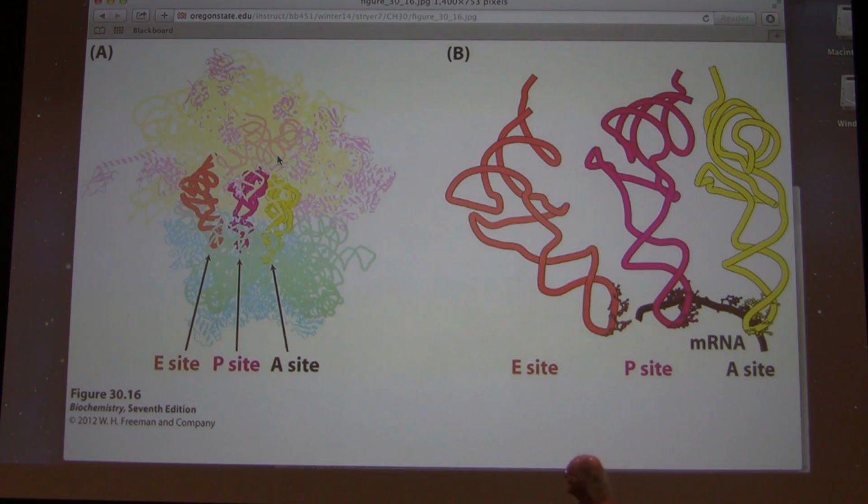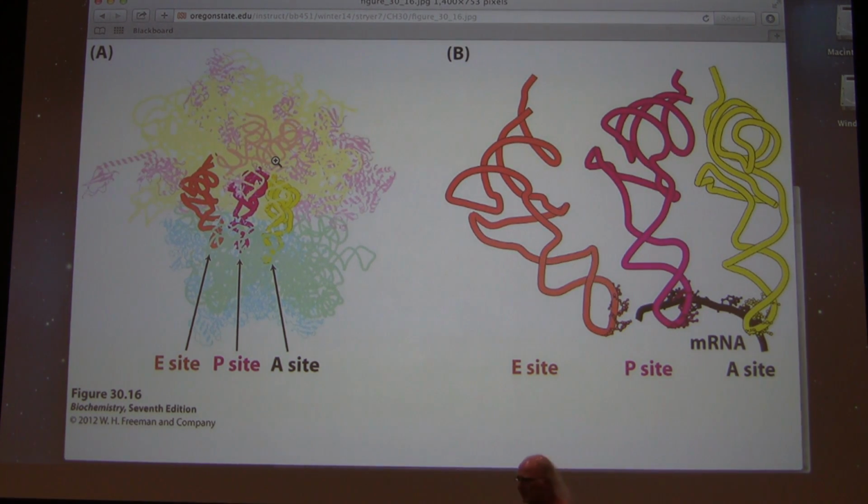This figure shows now those three sites that I described to you last time that are important during the process of translation. They are the E site, the P site, and the A site. And as I noted, the ribosome is moving down the messenger RNA. You don't really see the messenger RNA on here. You see it over here. The ribosome is moving from left to right so that new sequences are coming in first to the A site.